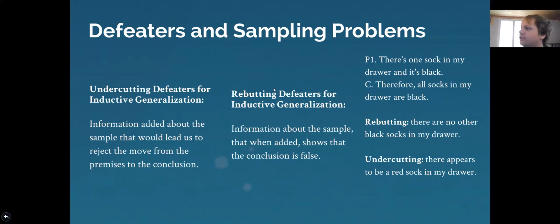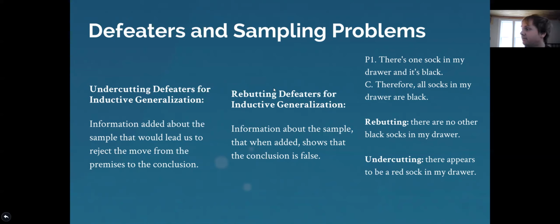But let's think about what the potential rebutting and undercutting defeaters would be, right? Let's suppose that you learn that there are no other black socks in my drawer. Well, okay. In that case, if there are no other black socks in my drawer and there are socks of every other color, then we would have a rebutting defeater that shows that in fact not all socks in my drawer are black, because there are no other black socks. That's the one black sock. It had no friend. It was there by itself. I happened to take it out and it's gone.